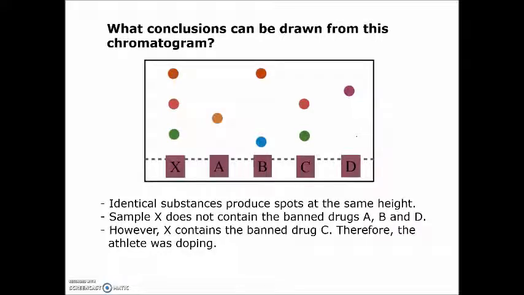Now, you can see that sample X does not contain banned drugs A and B, because the spots of A and B do not match up to where the spots of X are. Even for B, only one or two of the spots match, so that's not counted. But we see that yes, there is an exact match between the two spots for C and two of the spots of X. So indeed, the athlete's blood does contain the banned drug C and he was doping.